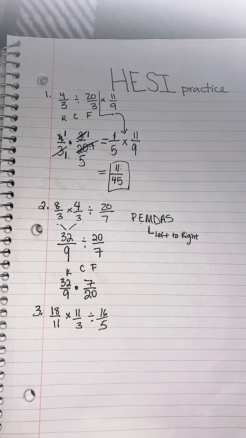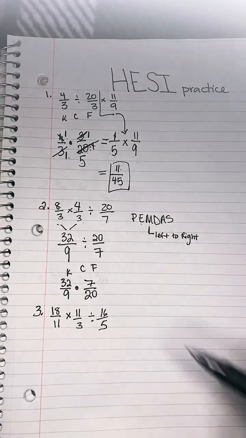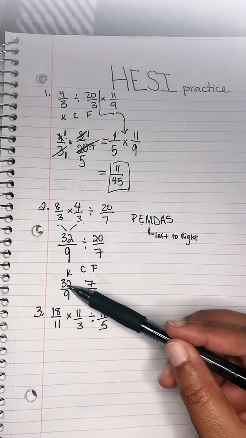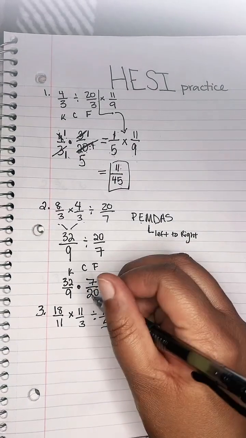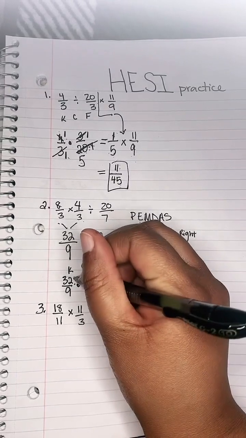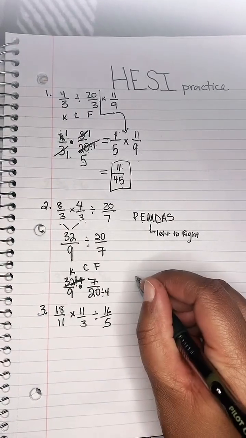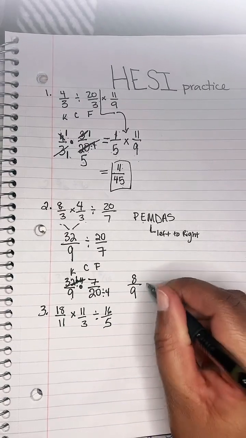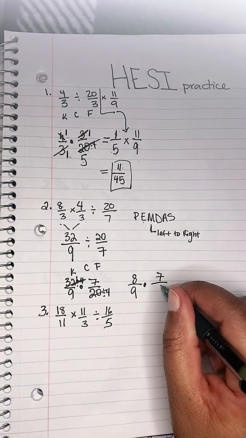Yes. You can also simplify. Good. So we can simplify here, right? What can we take out of 32 and 20? Can we use 10? No, because 10 won't go into 32 evenly. Four. Good. Yes, it is 4 here. So we're going to divide this by 4, and we're going to divide this by 4. So 32 divided by 4 is going to give us 8. I'm rewriting. This 9 stays the same times 7 over, and then 20 divided by 4 is going to give me 5.